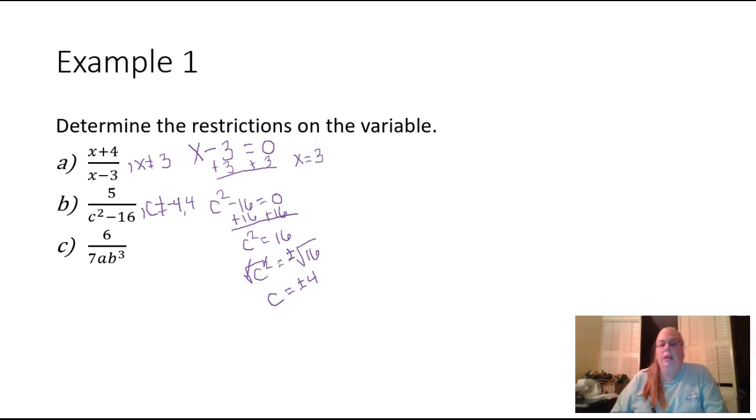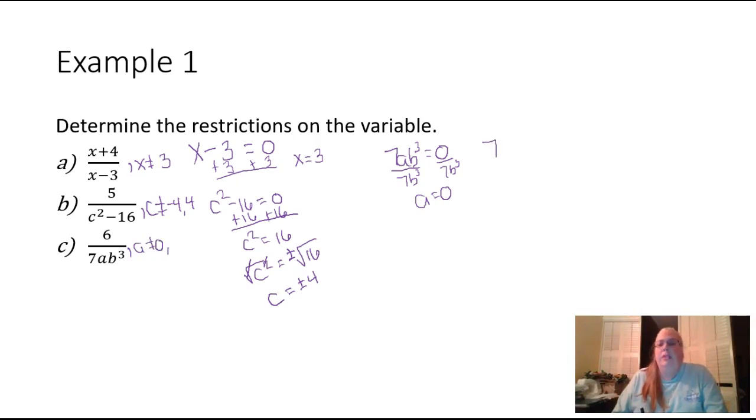And then for part C, you notice we have two variables. That means we're going to have two restrictions, one for each variable. So we'll take our denominator and set it equal to 0, and we're going to solve for a. We divide both sides by 7b to the third, and that means a is going to be equal to 0. So one of my restrictions is that the variable a cannot be equal to 0.